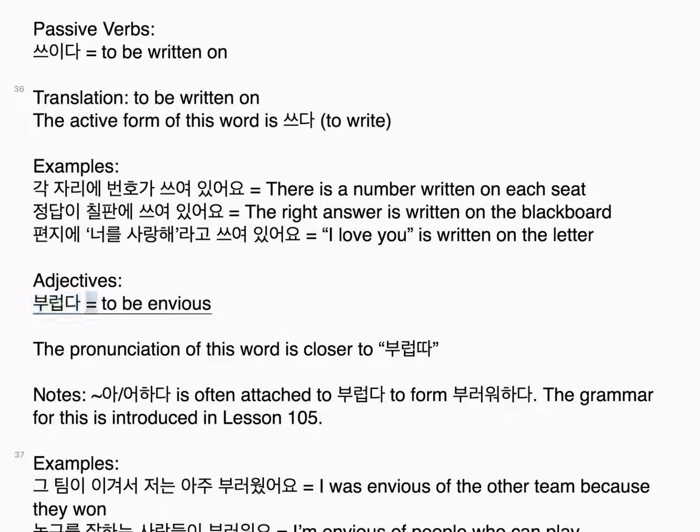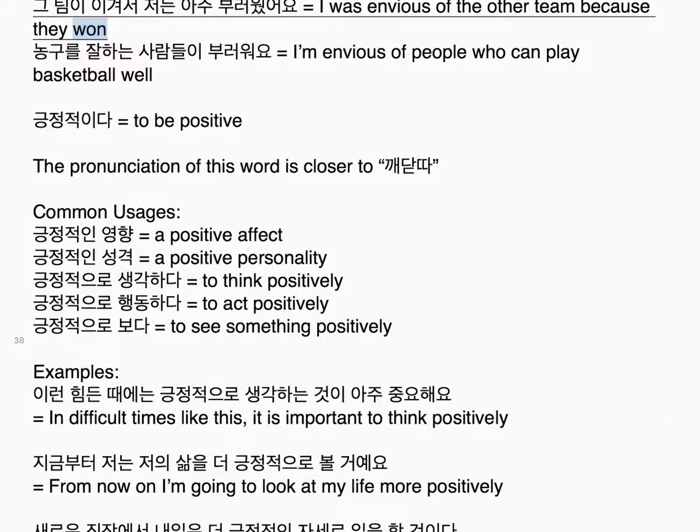Adjectives: 부럽다 = to be envious. The pronunciation of this word is closer to 부럽다. Notes: 어하다 is often attached to 부럽다 to form 부러워하다. The grammar for this is introduced in lesson 105. Examples: 그 팀이 이겨서 저는 아주 부러웠어요 = I was envious of the other team because they won. 농구를 잘하는 사람들이 부러워요 = I'm envious of people who can play basketball well.